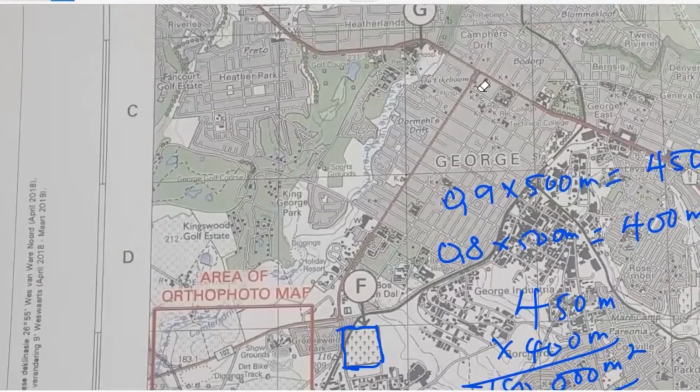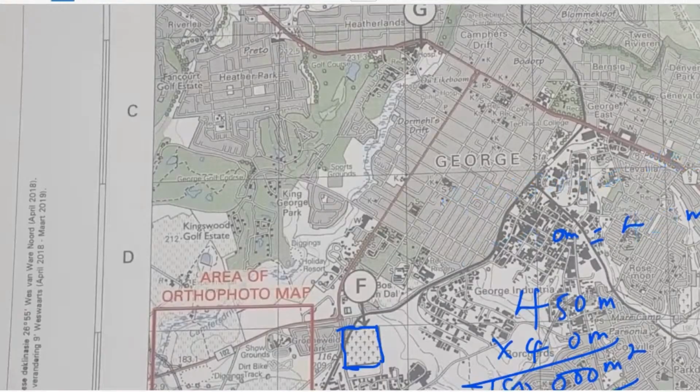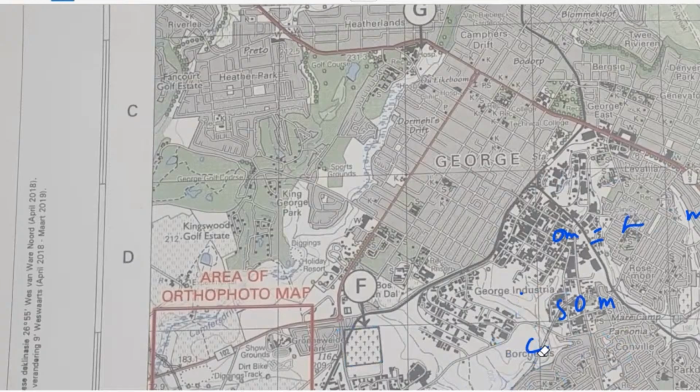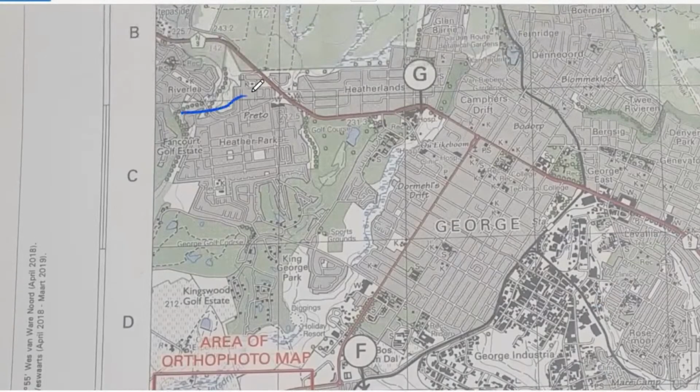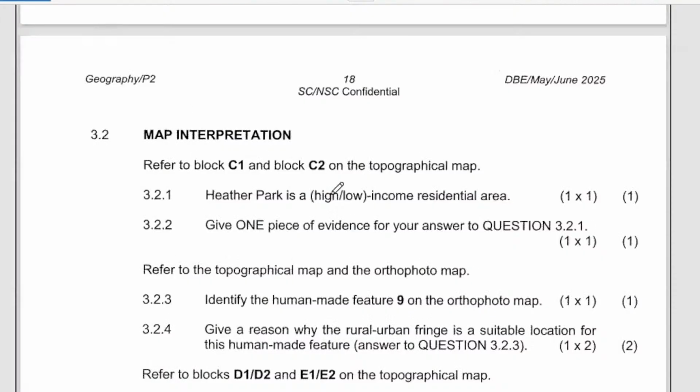Right, we come here. Let me just erase off this. C1 and C2, we are seeing Heather Park is here. This is the area of concern. So the question is saying, is it a high or a low? Automatically, this area here constitutes a high income area. Why am I saying so? We're going to answer it on the next question. So it's a high income area.